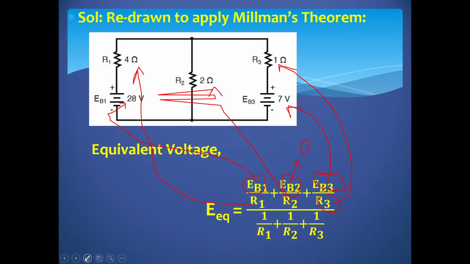So see, even if notations are not given, whenever you are simplifying the circuit using Millman's theorem, you write your own notations and try to solve the numerical problem.